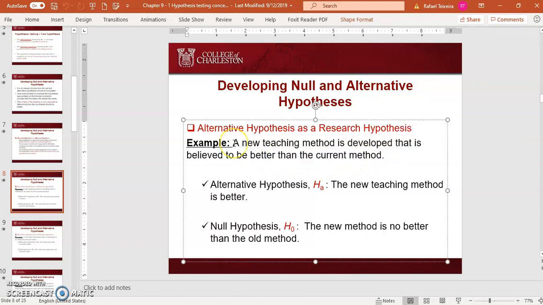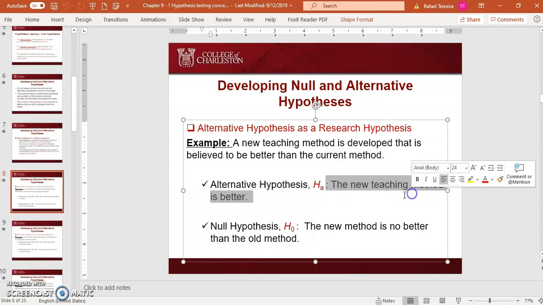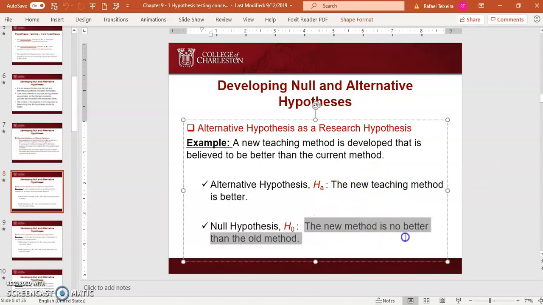So we can think about this example starting with the alternative hypothesis first, as a research question, because a new teaching method was developed. Then I believe that it's better, and I want to gather evidence to prove that it is better than the current one. So I would start with the alternative hypothesis: the new teaching method is better. Because the new teaching method, we don't know anything about it, and it is a challenge for the current status quo, the current method, which is the null hypothesis.